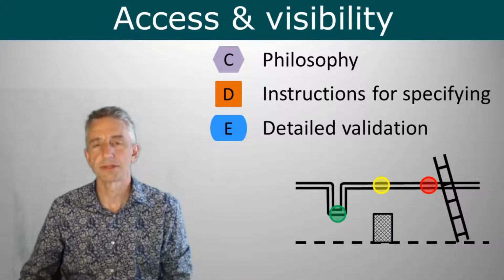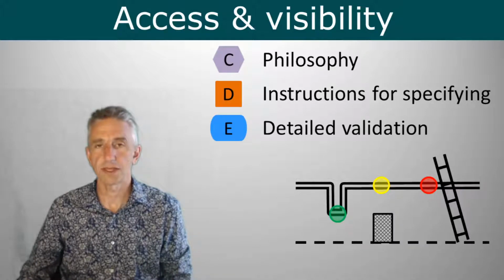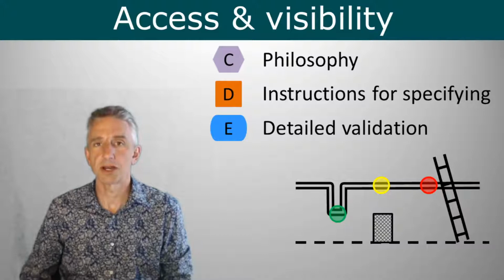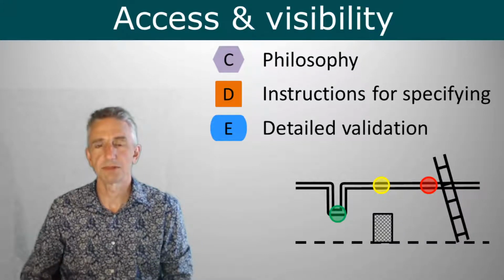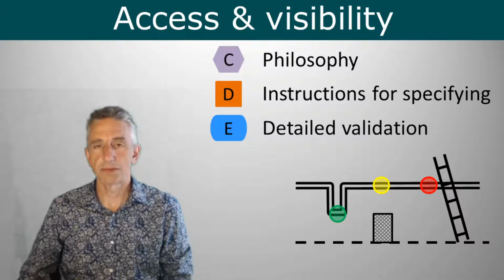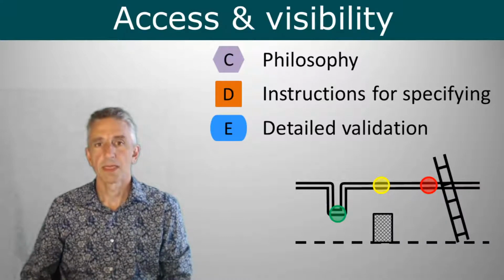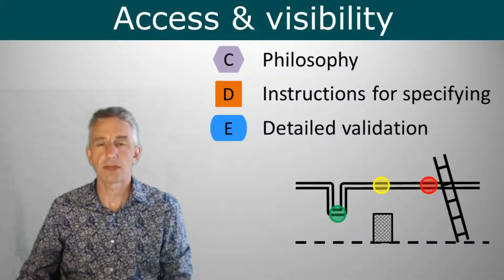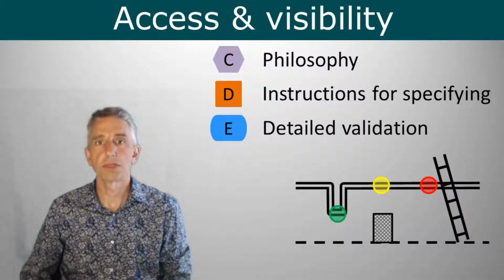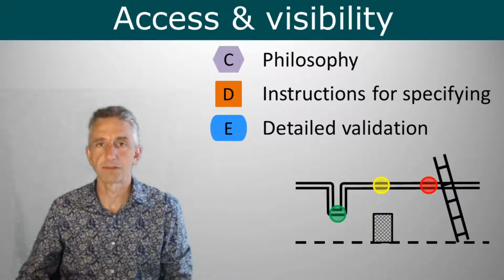appropriate for the requirements. During the concept select phase of a project, it's all about setting a philosophy, really deciding how much effort are we going to put into making things accessible and visible. During the define phase, it's all about giving the right instructions to the designers to make the right decisions. And during the execute phase, it's checking that the access and visibility that has been provided is going to be appropriate for the tasks that people perform when this project gets to its operate phase.